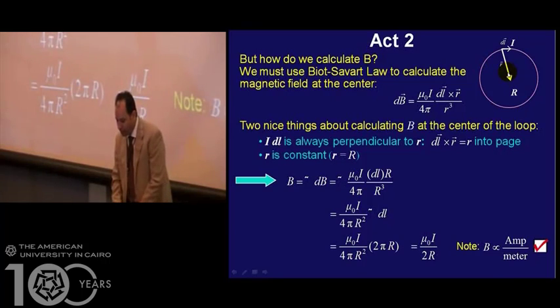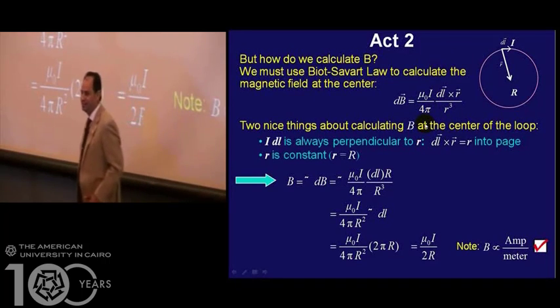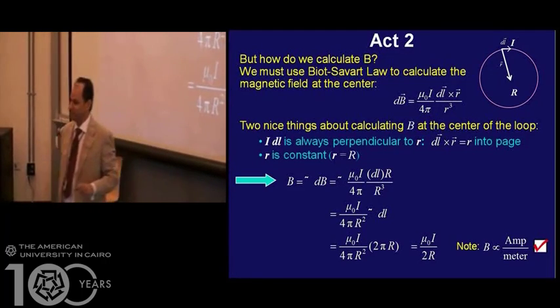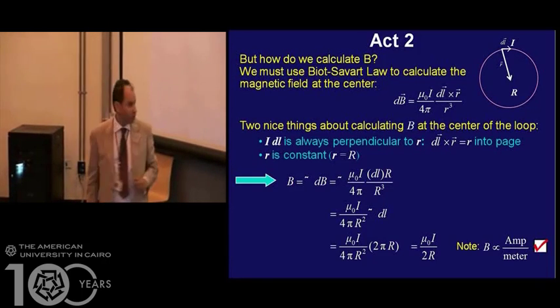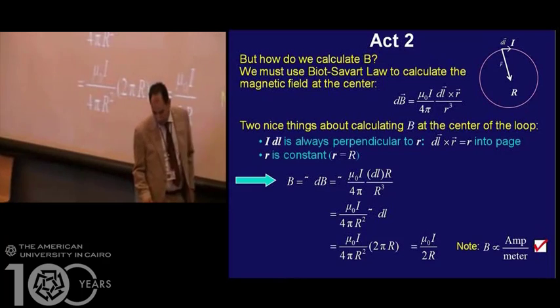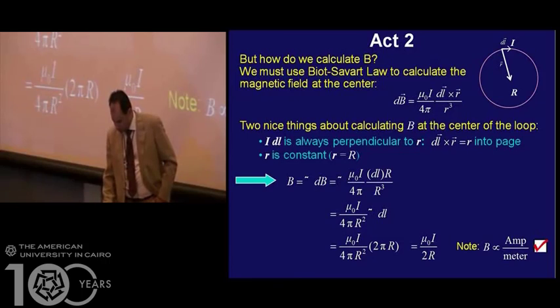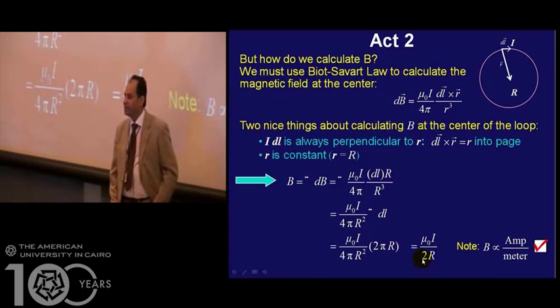So you end up having mu 0 I divided by 4 pi times 1 over R squared times the integration over dl. What is the integration over the length of that wire? It's the length, which is 2 pi R. So if we do this, you find that the magnetic field in the center equals mu 0 I over 4 pi R squared times the integration over dl, which is 2 pi R. You get mu 0 I over 2R.